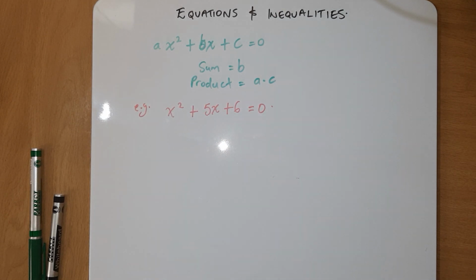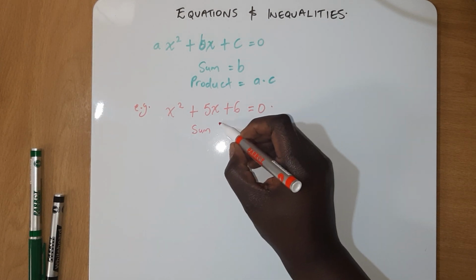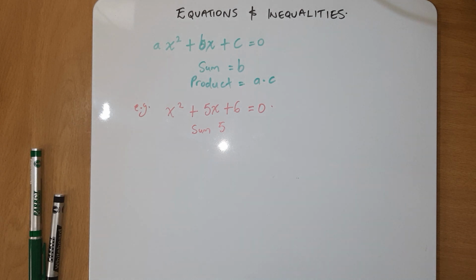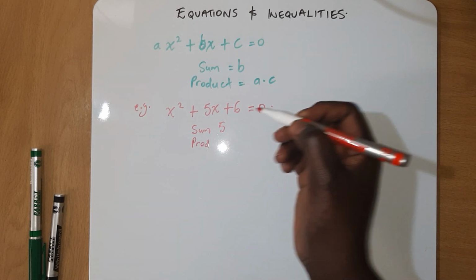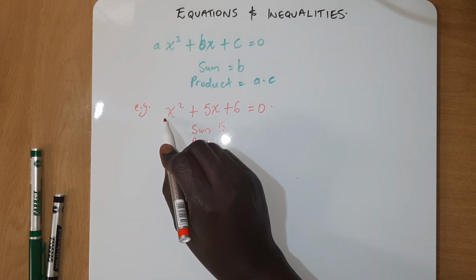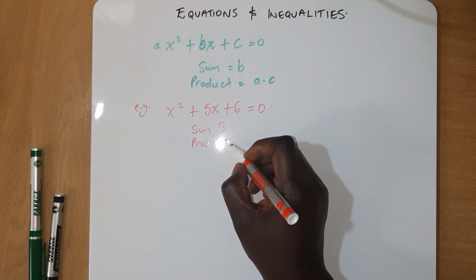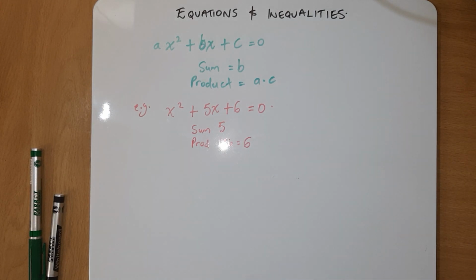This is our example. If we were solving this, we would ask ourselves, what two numbers have a sum of 5, this is our b, and a product of a times c? The coefficient for x squared is 1, and this coefficient is 6. So it's 1 times 6, which is 6. Which two numbers, when you add them up, you get 5, and when you multiply them, you get 6? Which two numbers can we think of?